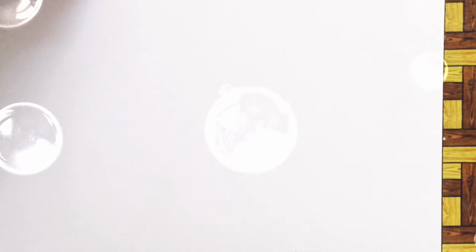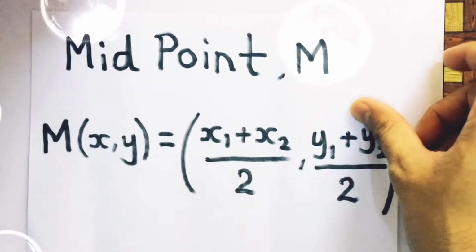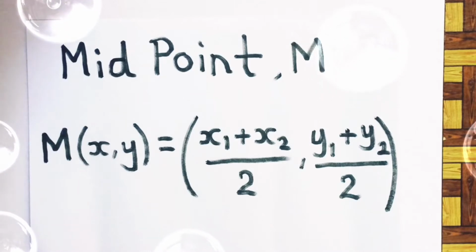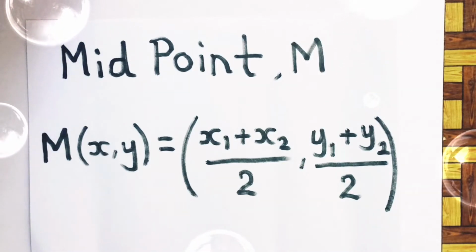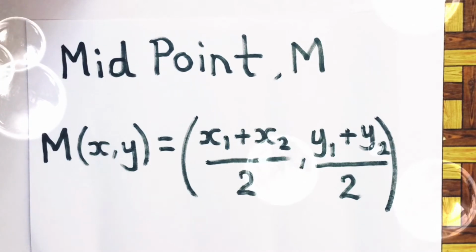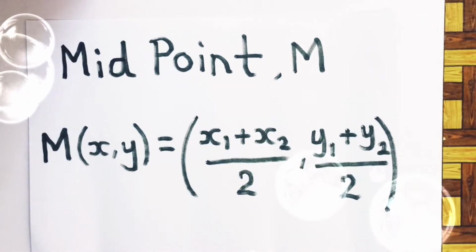For today's lesson, it's a bit different because you're not going to take down any notes, but you're going to revise two things for today. The first one is the midpoint. This is the formula for midpoint. To find midpoint M(x, y), you have to add x1 plus x2 divided by 2, and then y1 plus y2 divided by 2. So this is the formula for midpoint.